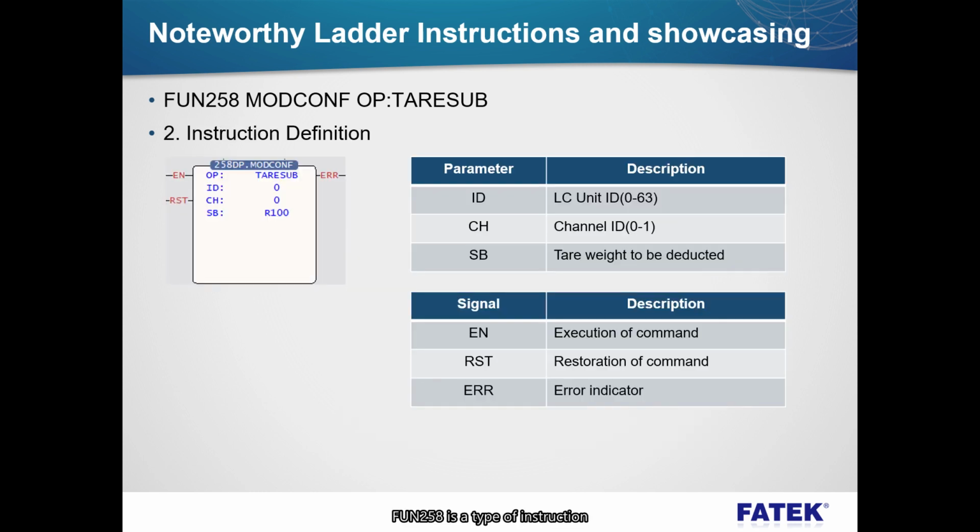Function 258 is a type of instruction dedicated to be used with expansion modules. The definition of the instruction can vary depending on the selected OP mode. For a load cell module, two modes of tare subtraction are provided. When the OP is set as tare sub, RST is used to reset the tare weight, and SB specifies the tare weight to subtract from.